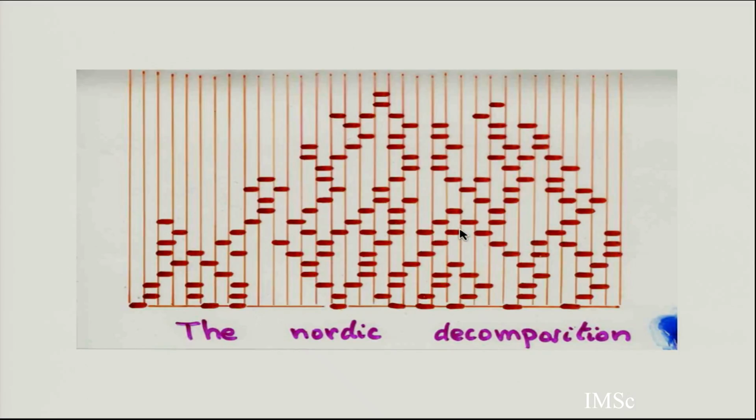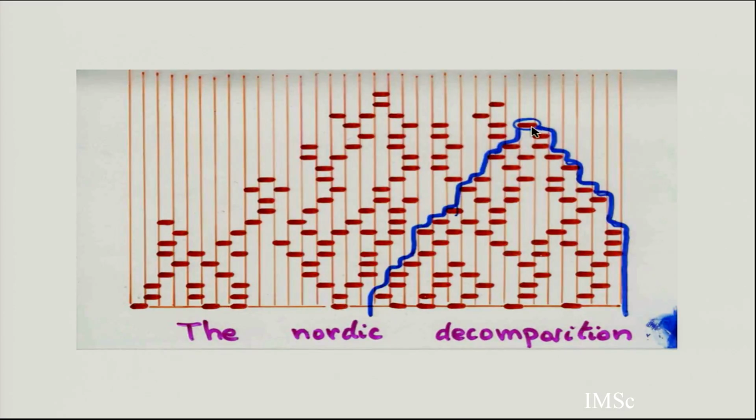So here is what I call the Nordic decomposition of a heap of dimers. Here is a big heap of dimers, and here is its Nordic decomposition. First step, you take all the maximal pieces, and here there is one, the other one, and you take the rightmost maximal piece. You take the ideal below the maximal piece, pushing down, and you get in blue a pyramid.